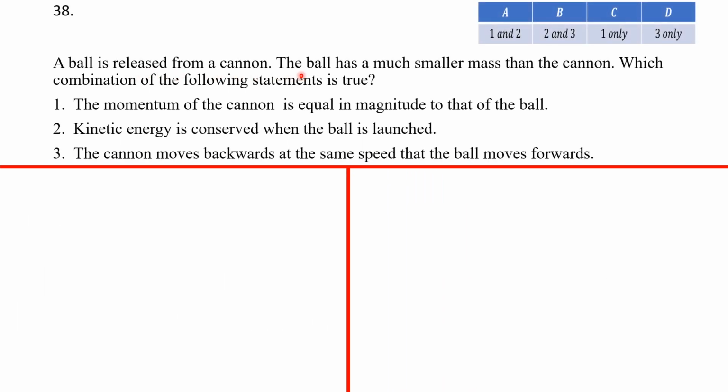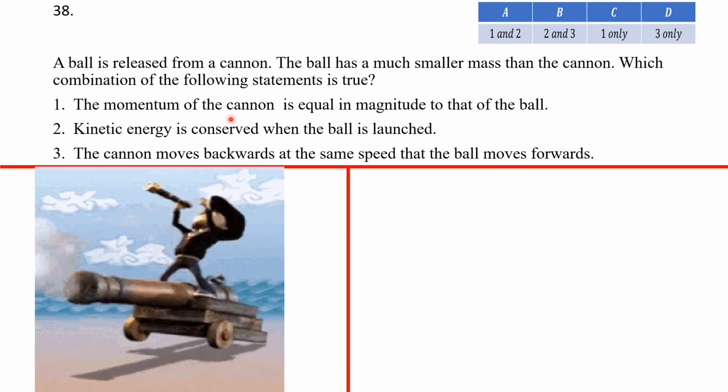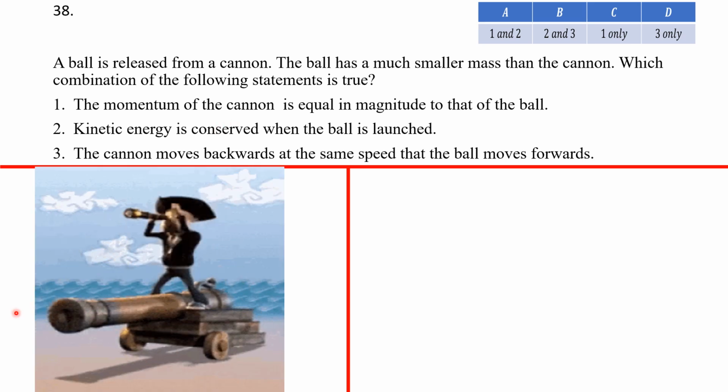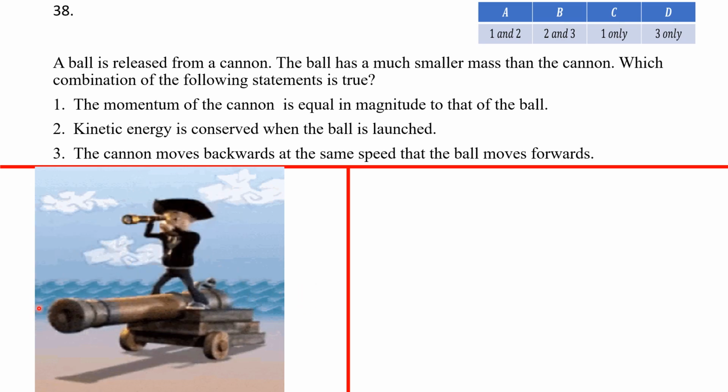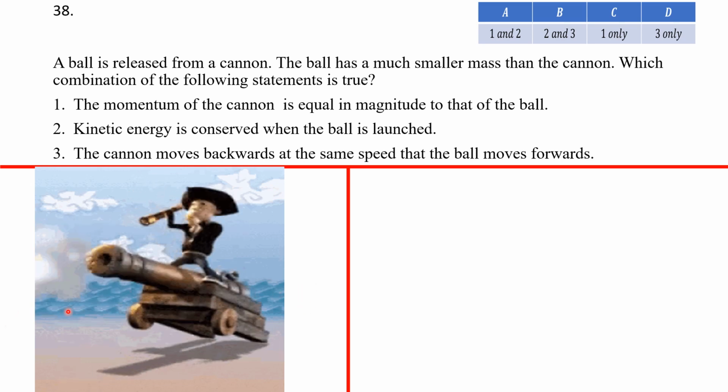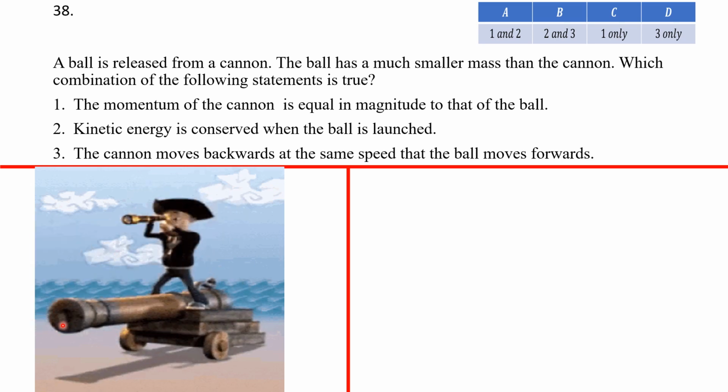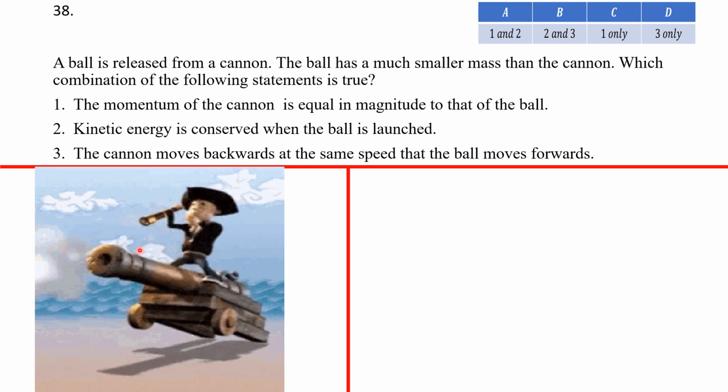A ball is released from a cannon. The ball has a much smaller mass than the cannon. Which combination of the following statements is true? Before we look at this, just take a look at this diagram here. So I fire this ball out of the cannon, and notice that the cannon moves backward, even though it does not move at the speed of the ball. The ball goes, but the cannon just moves back a little.